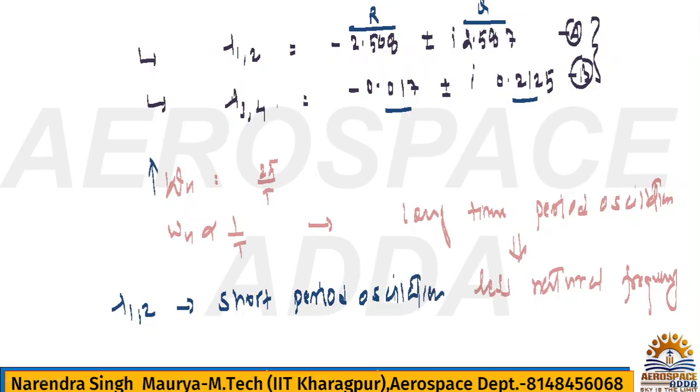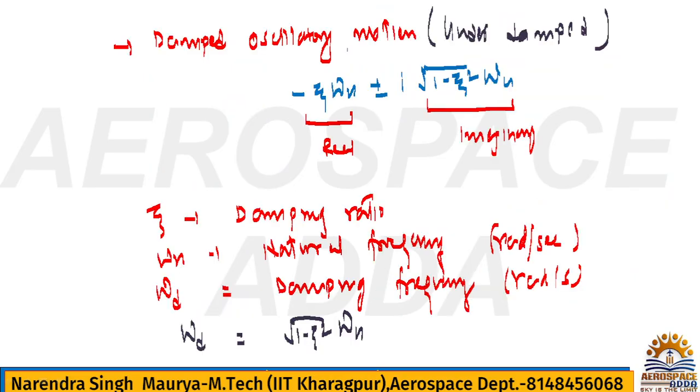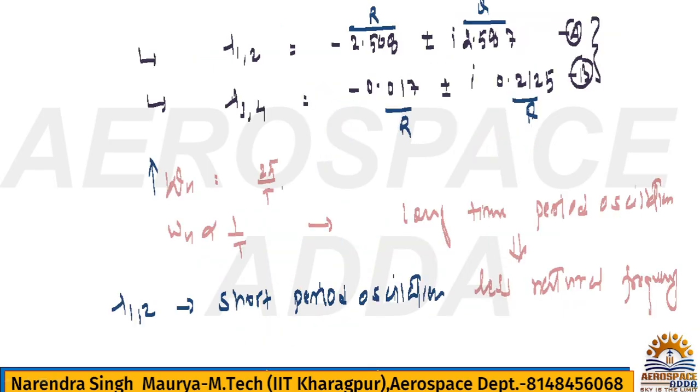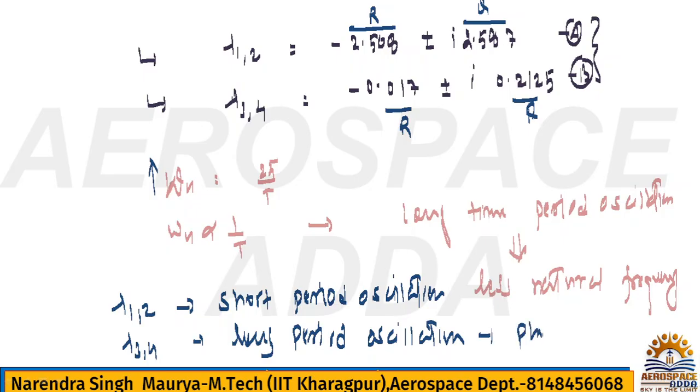Now coming to the next, this one is clear, okay? Lambda 3, 4, see, the real part is very small. If the real part is small, check your standard equation, it means omega n will be less. If omega n is less, it means time period is high. If time period is high, it becomes a long period oscillation. So you got that lambda 3, 4, this root is nothing but long period oscillation. Okay, long period oscillation is also called phugoid. You know that, right?